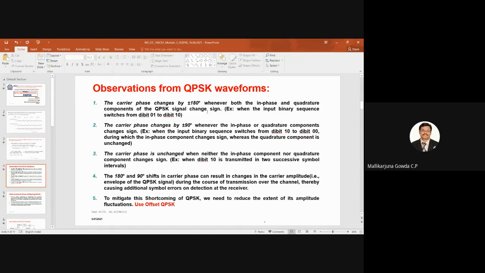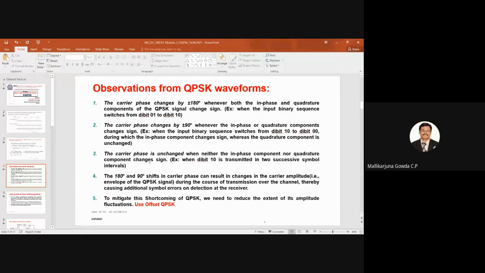Just an example is given in the input binary sequence. If it switches from 1 0 to 0 1, then it undergoes a phase change of how much? 180 degree. Another thing is the carrier phase changes by plus or minus 90 degree whenever the in phase or quadrature component changes sign, meaning any one of them. To say with an example, if the dibit changes from 0 1 to 0 0, only one bit is changed, so the change in the phase of the carrier is plus or minus 90 degree, right?